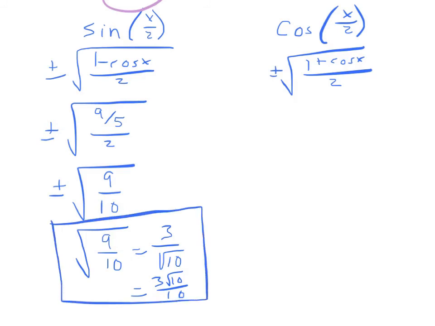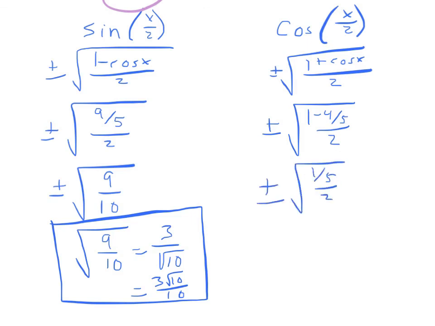The only reason you need to know the differences is that when we do multiple choice, you need to pick the right one. For this one over here, we'll have plus or minus the square root of, and this one's going to be a little bit different. This is 1 minus 4/5 over 2. So that'll be 1/5 over 2, which is 1/10. And by the same token, this is going to end up being the positive value, so my answer here ends up being positive square root of 1/10.